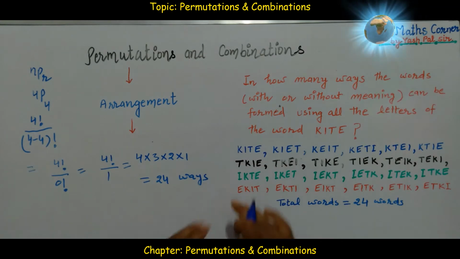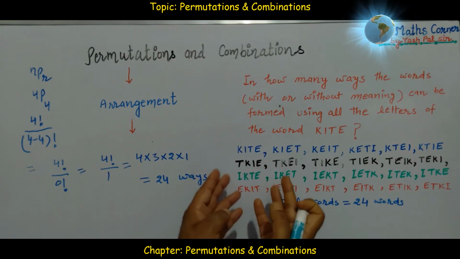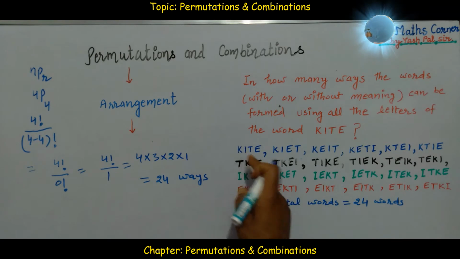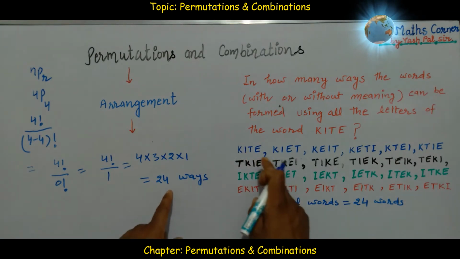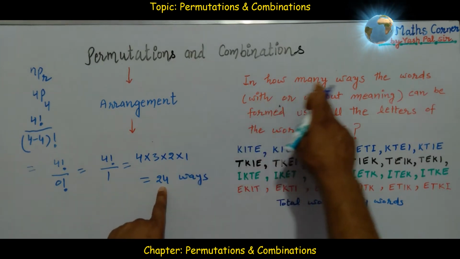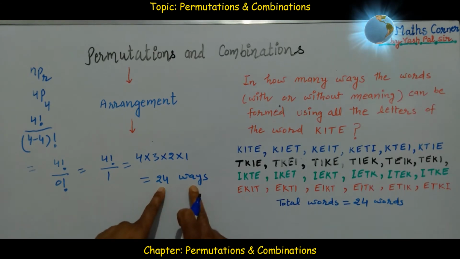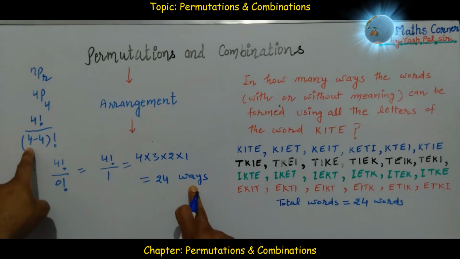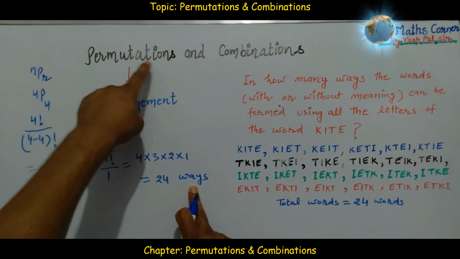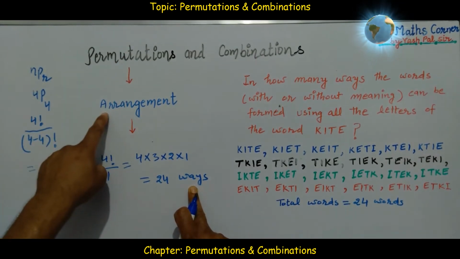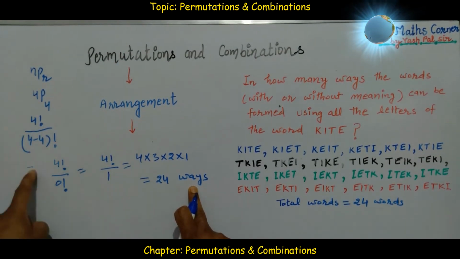So these were only 4 letters, but we may have a larger number of letters. If the question is only how many ways, so 24 ways, we can use the formula. This is called permutation. Permutation means arrangement. This way, using the formula, we can find the answer.